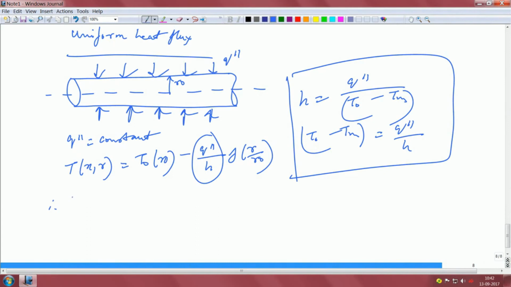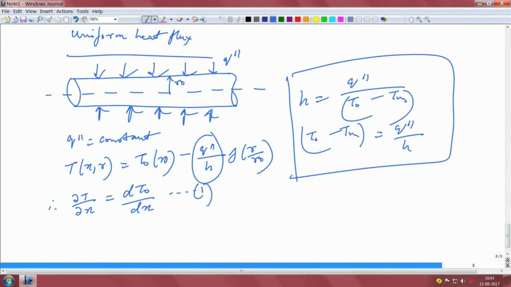Therefore, dT by dx should be equal to dT naught by dx. When you differentiate with respect to x, Q double prime is a constant and this function is a function of r only, so the second term just vanishes. So this is the first quantity that you get.